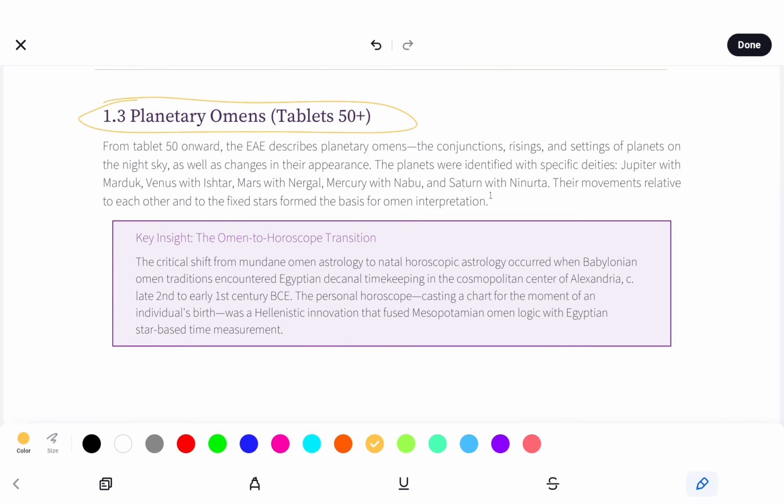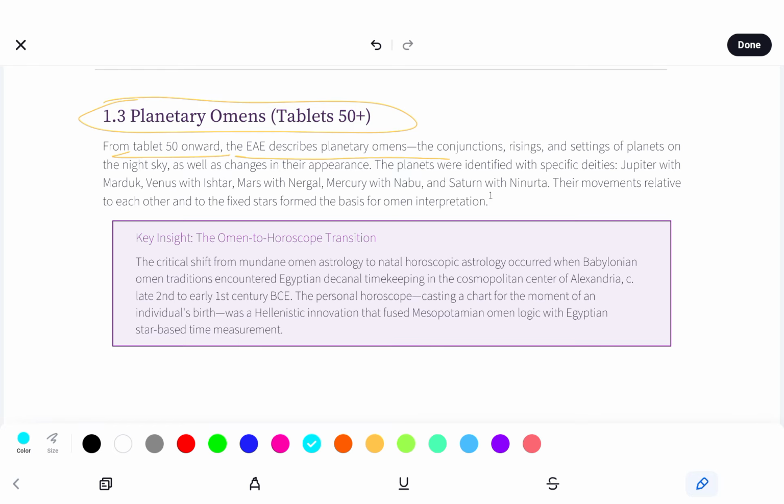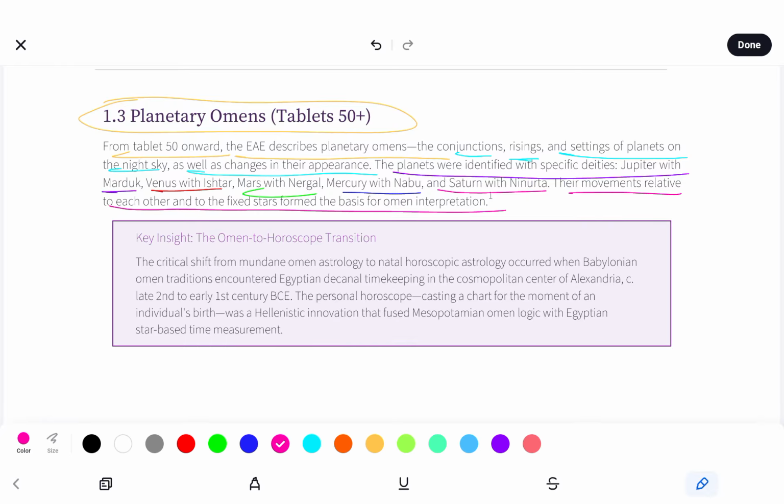Planetary omens. From tablet 50 on, the EAE describes planetary omens: conjunctions, risings, and settings of planets in the night sky, as well as changes in their appearance. Planets were identified with specific deities: Jupiter with Marduk, Venus with Ishtar, Mars with Nergal, Mercury with Nabu, and Saturn with Ninurta. Their movements relative to each other and the fixed stars formed the bases for omen interpretation.